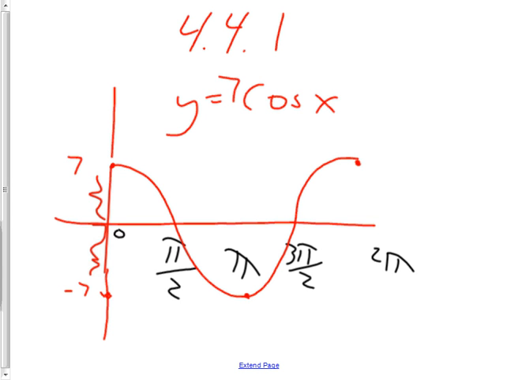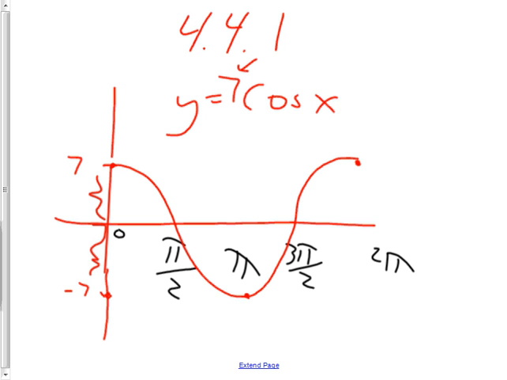So those kind are super easy. The amplitude is how high it goes when it makes its swings. Instead of being 1, now it's 7. So the amplitude is now 7. The number in the front here, technically the absolute value of that number, is the amplitude.